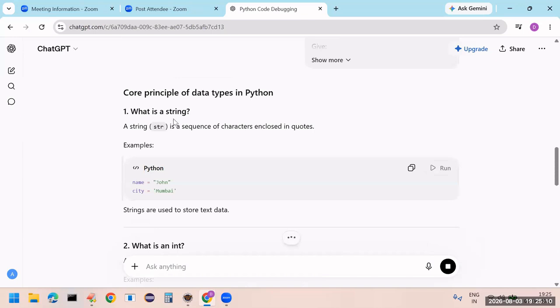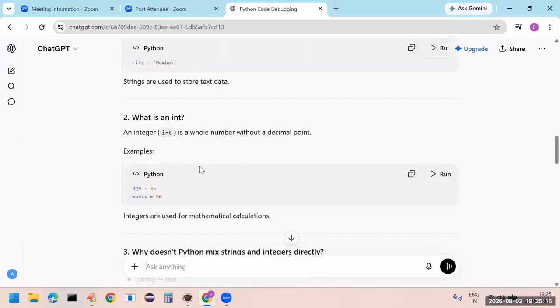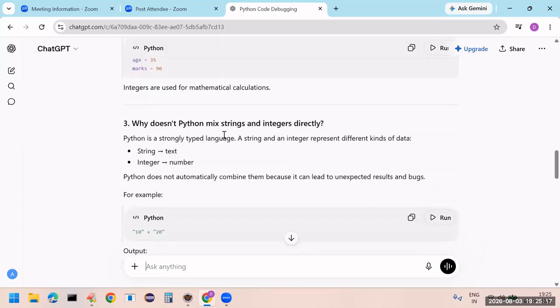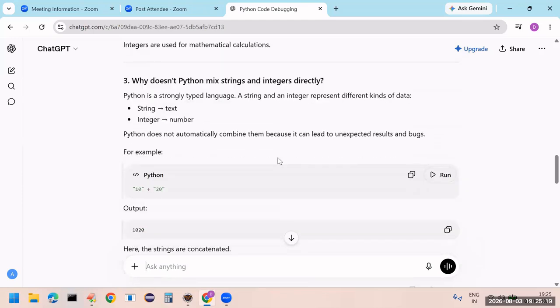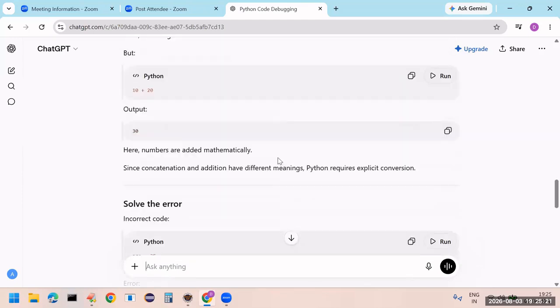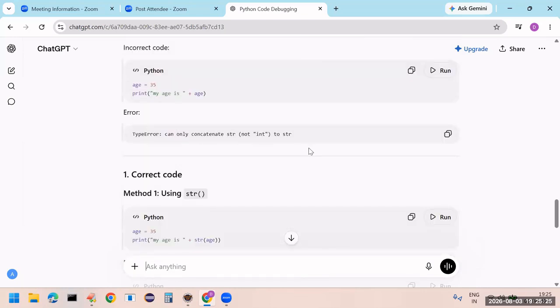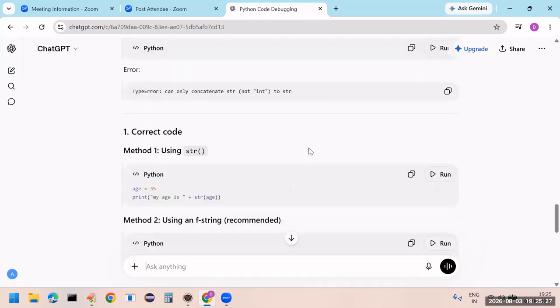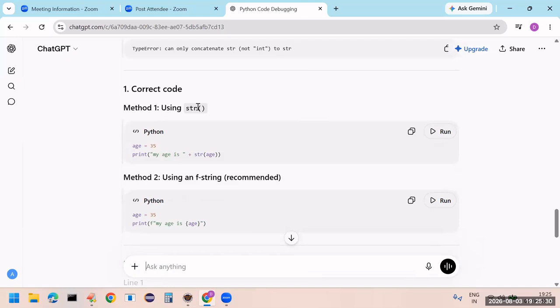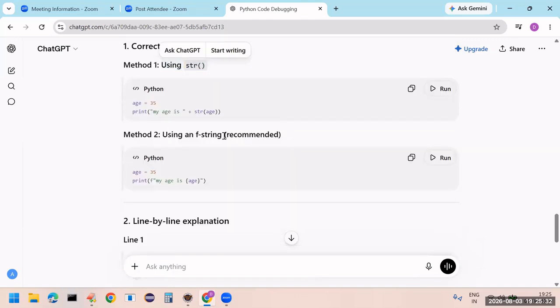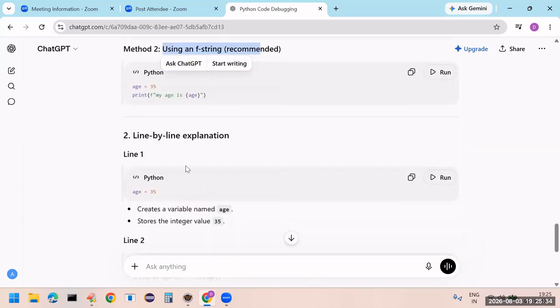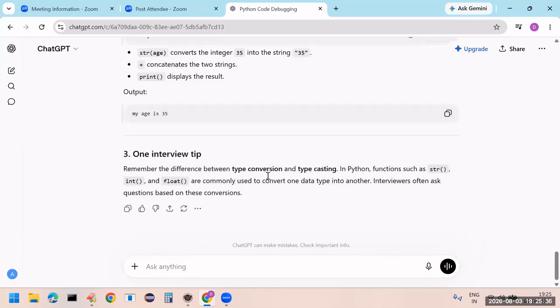sir, core principle. What is a string? Then what is an int value? Sir, why does Python not mix those two? What will happen? Okay. Then solve this error. Type error. I can concatenate only string to string. Sir, correct code. Have you observed? Using string we can do. Using formatted string we can do. Line by line explanation, one interpretive.